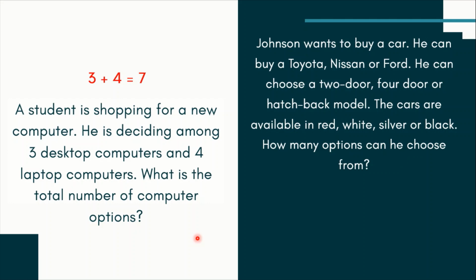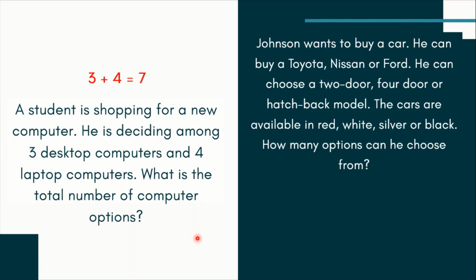Johnson wants to buy a car. He can buy a Toyota, Nissan, or Ford. He can choose a 2-door, 4-door, or hatchback model. The cars are available in red, white, silver, or black. How many options can he choose from? Sa tingin ninyo, anong rule ang gagamitin natin in this situation?